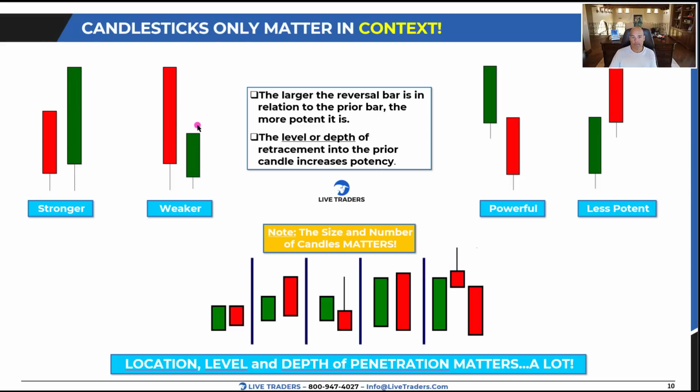Okay? So the larger the reversal bar in relation, and that's key, in relation to the prior bar, the more potent it is. Okay? The level or depth of retracement into the prior candle increases potency. You're taking out more of the enemy, which means what? There are fewer of those enemies left to sell into you once you've taken more of them out, right? If you're fighting 50 people and you're able to wipe out 30 of them without losing any of your people, you've just turned the odds, right? 50 versus 50 is even. 50 versus 30, well, you have an advantage.